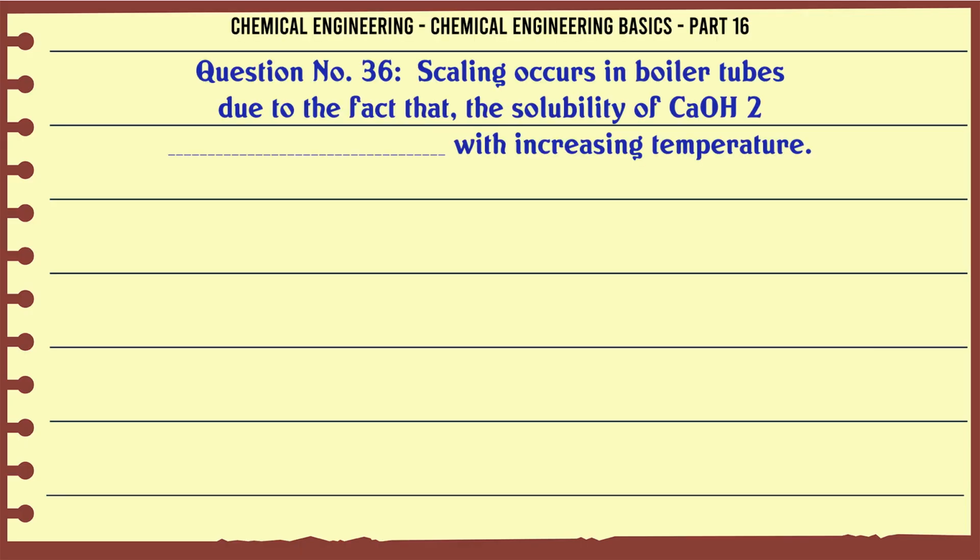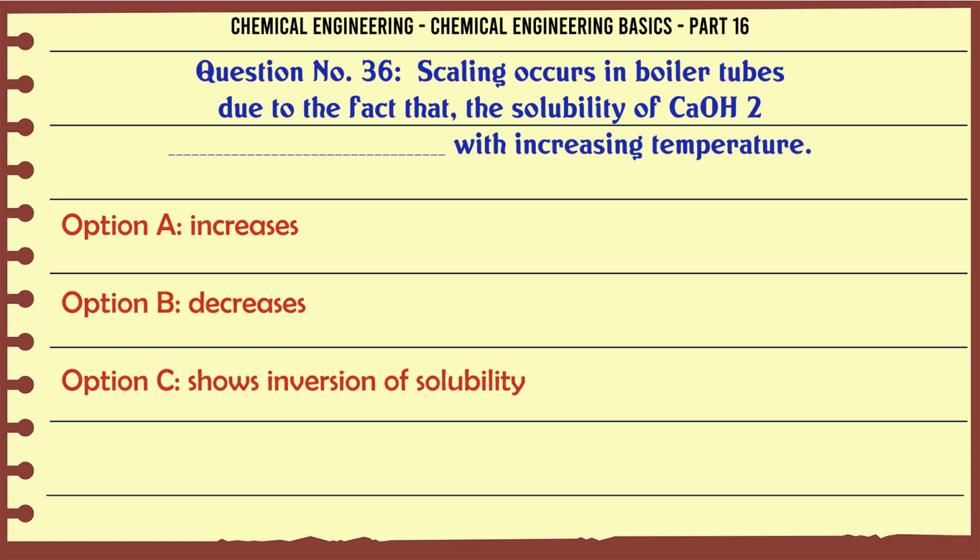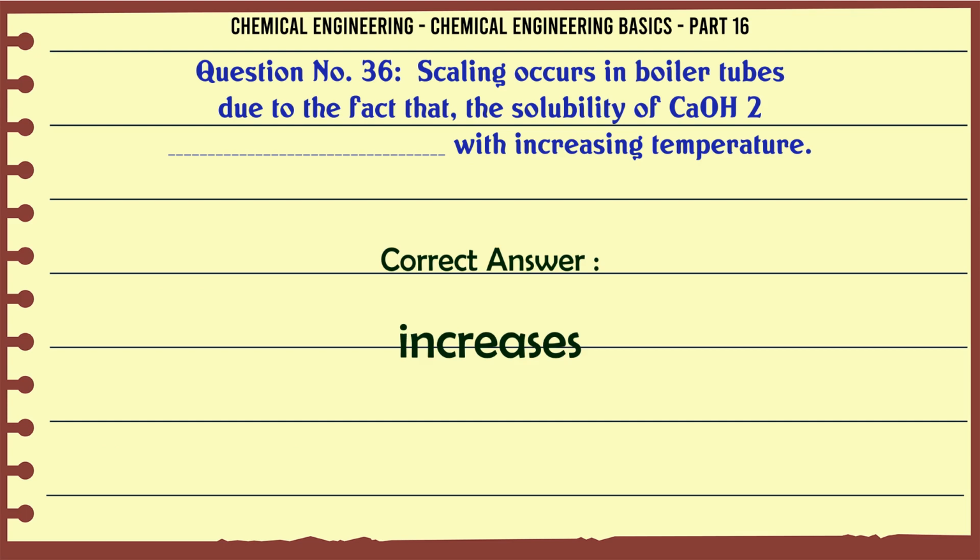Scaling occurs in boiler tubes due to the fact that the solubility of CaOH2 with increasing temperature A, increases, B, decreases, C, shows inversion of solubility, D, none of these. The correct answer is increases.